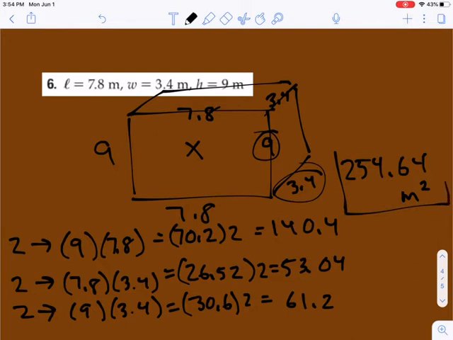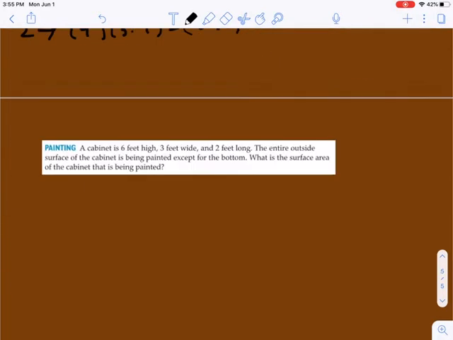And that's, if you think about this, 9 meters high is approximately between 25 and 30 feet high, right? Because I always think of a meter as like a yard. 9 yards is 27 feet. So it's pretty huge. I don't know what this is they're describing, but it's big. All right, so we got 254.64 square meters for our surface area.